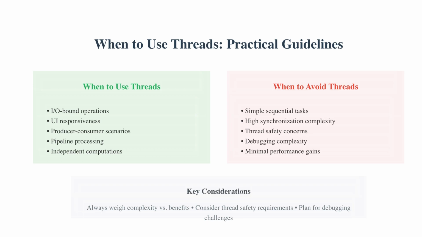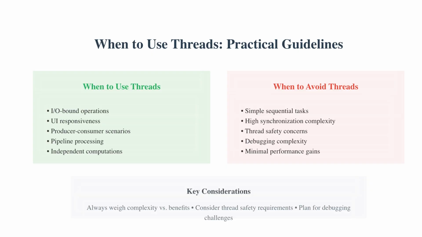But threading isn't always the answer. For simple sequential tasks that naturally run one after another, threads add unnecessary complexity. When synchronization costs outweigh the benefits, like when threads spend more time waiting for locks than doing actual work, you're better off with a simpler approach. The key is always weighing complexity against benefits.